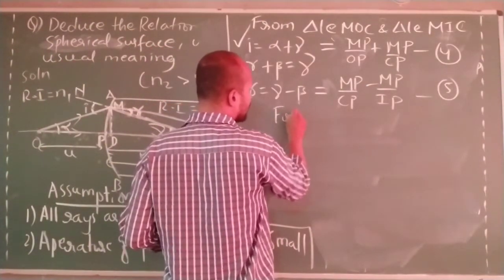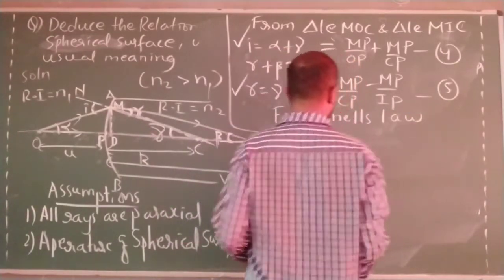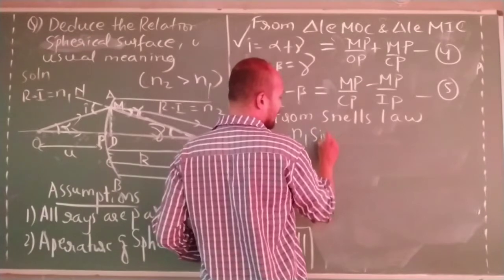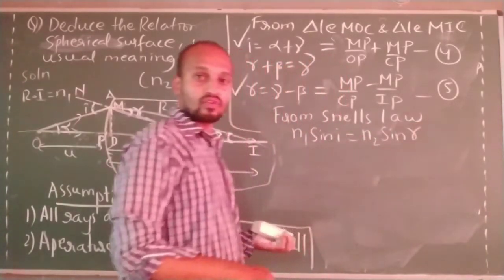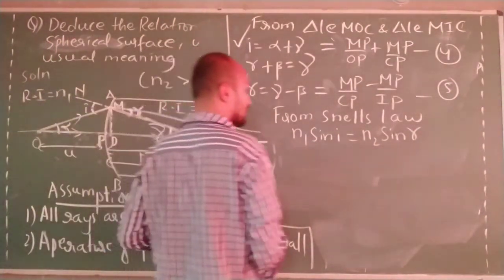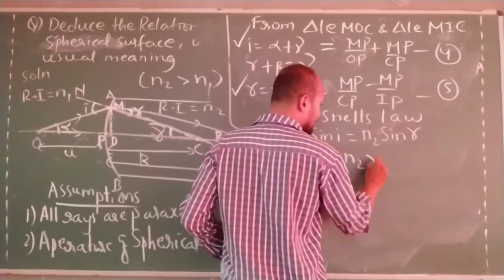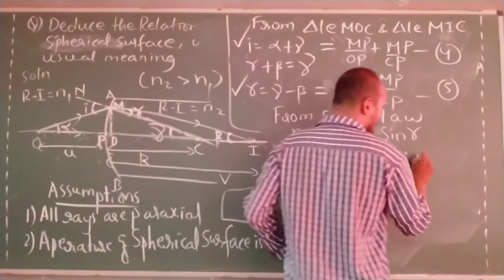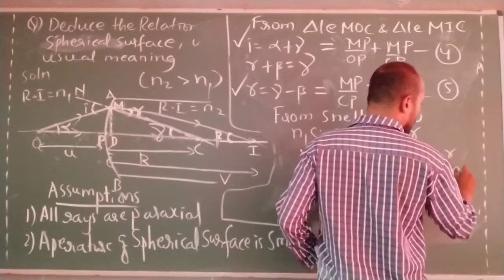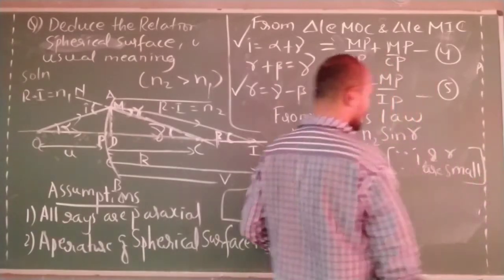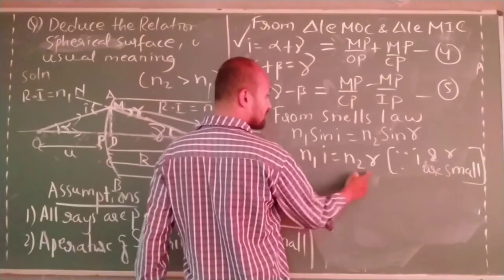From Snell's law, N1 sin I is equal to N2 sin R. Since the angles are small, N1 I is equal to N2 R, because I and R are small.